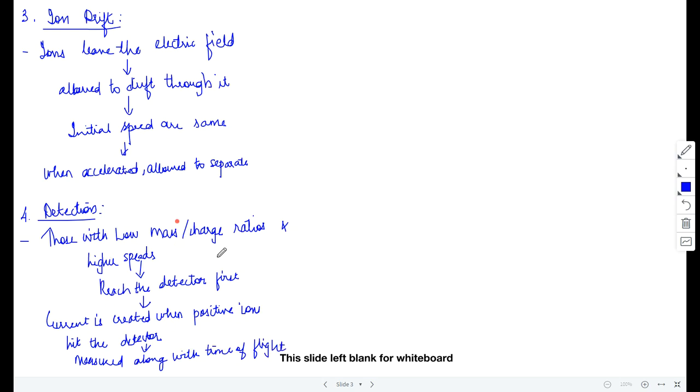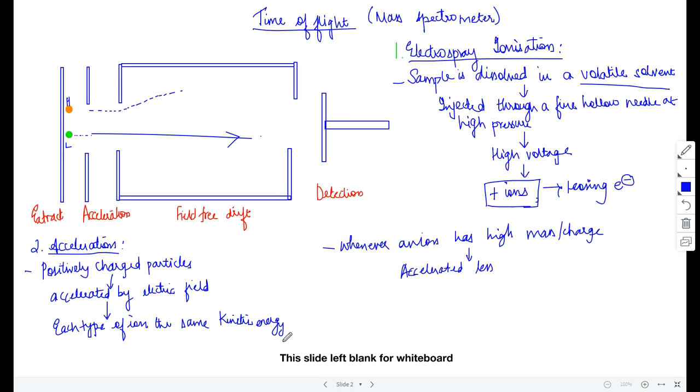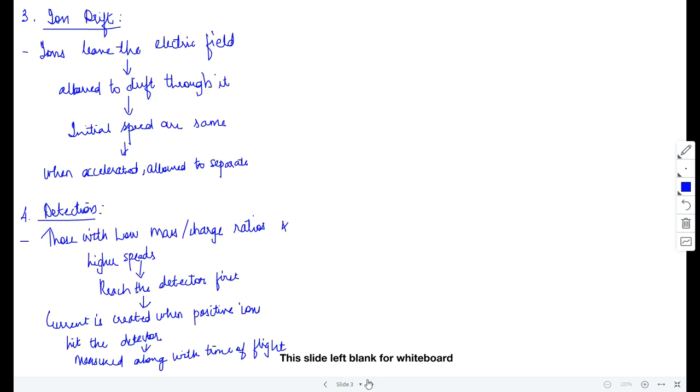You understood this part? So you understood all the 4 stages of what is happening? The electrospray, the acceleration part, the field free drift, and the detection one. Okay? Clear? You have noted down? Good. Now we'll move on to mass spectrum.